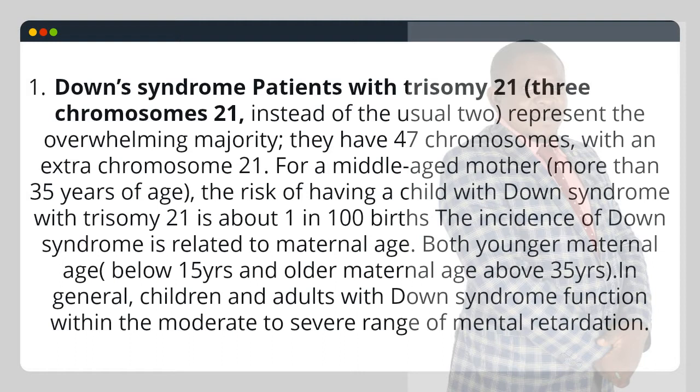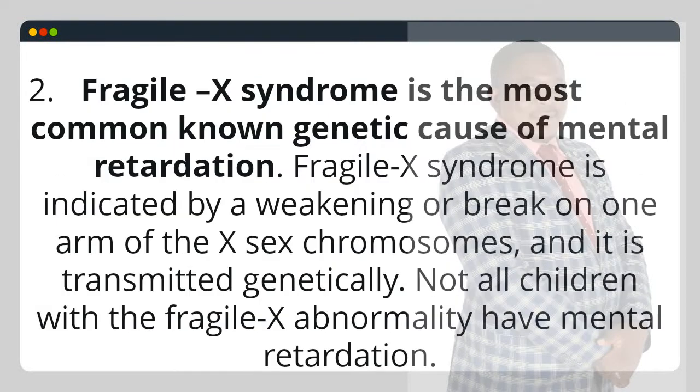1. Down syndrome. Patients with trisomy 21, 3 chromosomes 21 instead of the usual 2, represent the overwhelming majority. They have 47 chromosomes, with an extra chromosome 21. For a middle-aged mother, more than 35 years of age, the risk of having a child with Down syndrome with trisomy 21 is about 1 in 100 births. The incidence of Down syndrome is related to maternal age, both younger maternal age below 15 years and older maternal age above 35 years. In general, children and adults with Down syndrome function within the moderate to severe range of mental retardation.